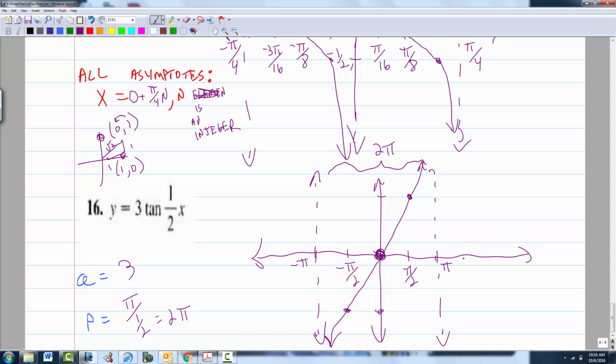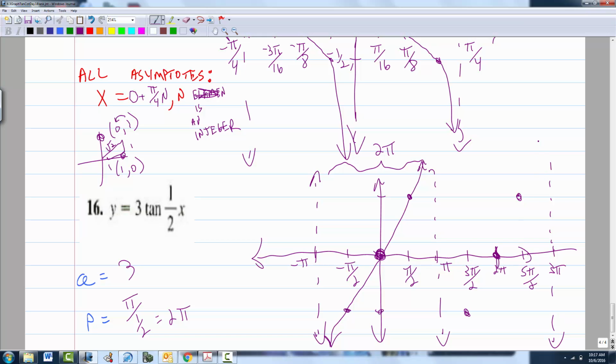1 pi over 2, 2 pi over 2, 3 pi over 2, 4 pi over 2, 5 pi over 2, 6 pi over 2. What do I have at 3 pi? 2 pi comma, careful. 2 pi comma, 0 actually. 5 pi over 2 comma, 3. 3 pi over 2 comma.